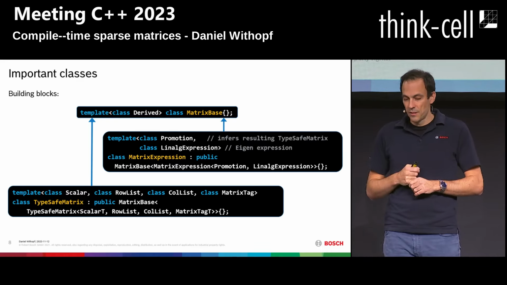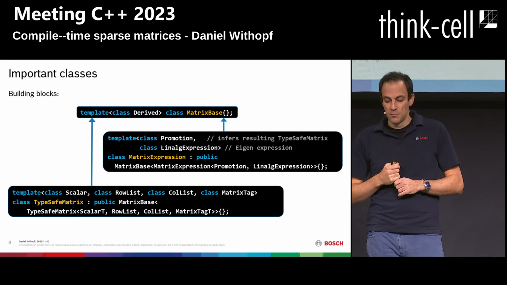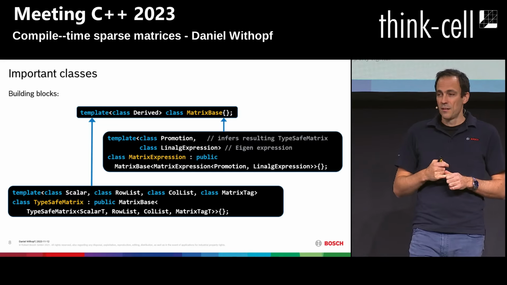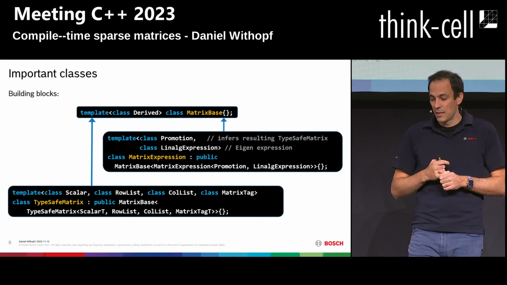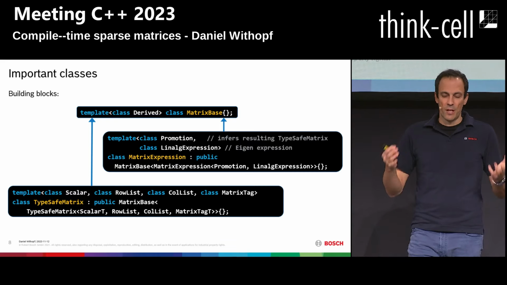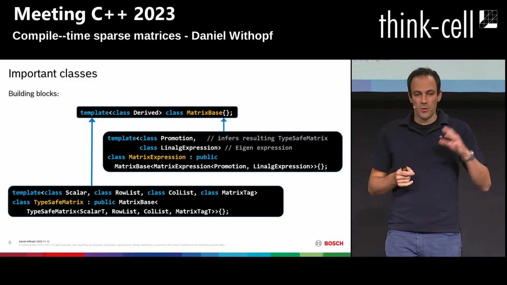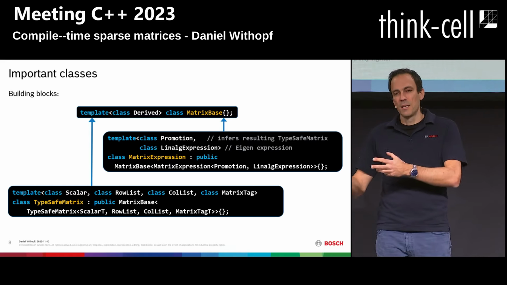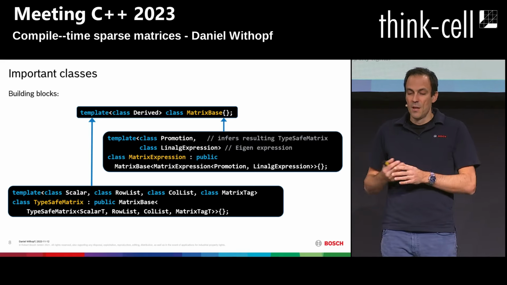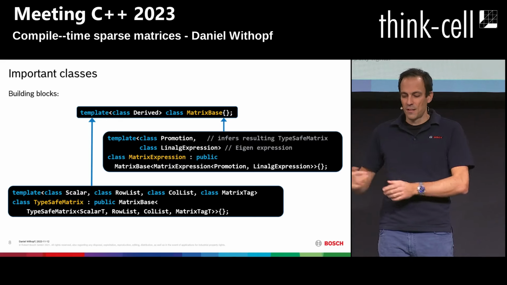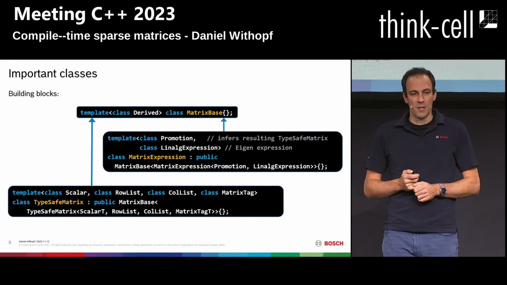And the second template argument for matrix expression is a matrix expression from the underlying linear algebra library, so in our case, Eigen, and this is responsible for doing the runtime calculations. So the promotion does the type promotion at compile time, and all the runtime operations are factored out to the underlying linear algebra library.